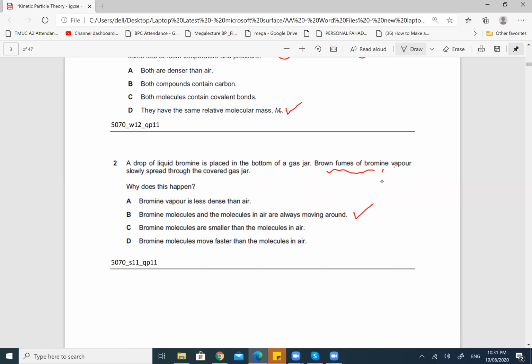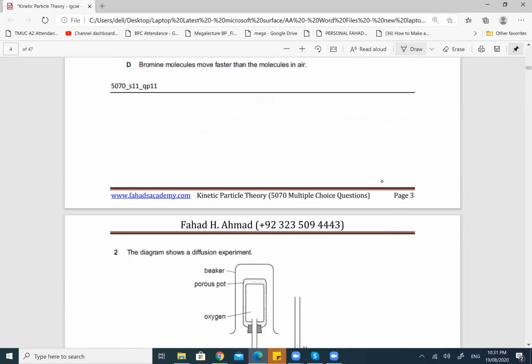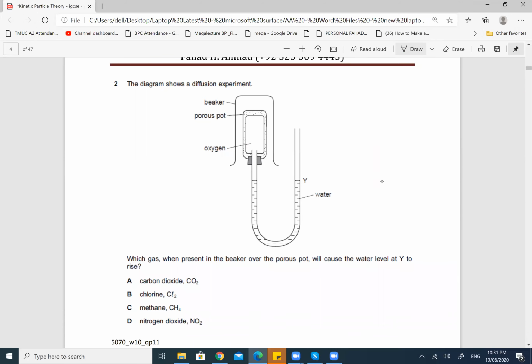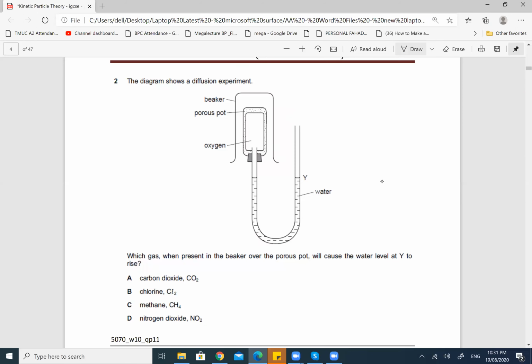Then you have this question. The diagram shows a diffusion experiment. Which gas, when present in the beaker over the porous pot, will cause the water level at Y to rise? There is oxygen gas inside the porous pot, right? You want the water level at Y to rise.